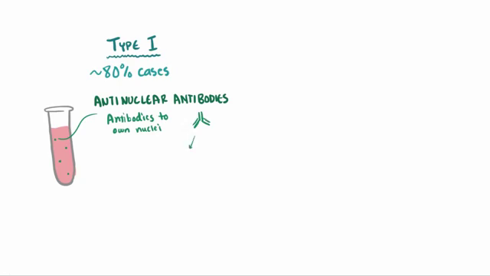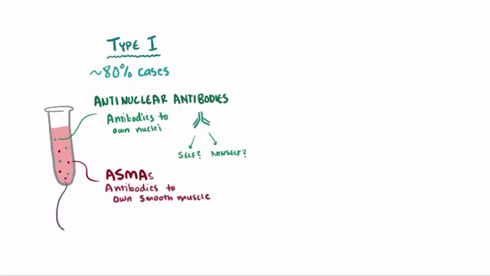And these antibodies have failed to be able to tell the difference between self and non-self, and so they end up being against the proteins in the nuclei of your own cells. Also, along the same lines, we might find antibodies that are targeting your own smooth muscle proteins as well.